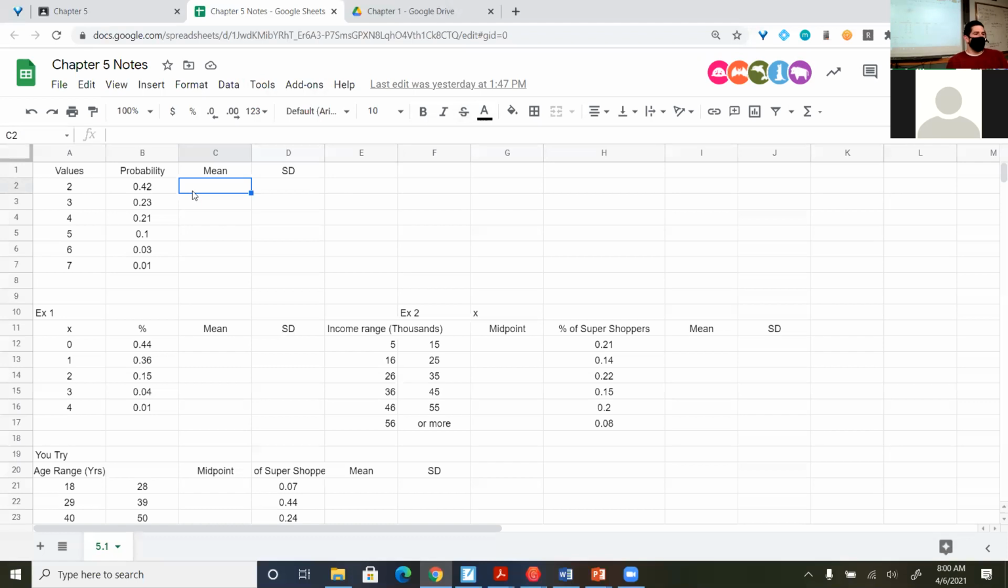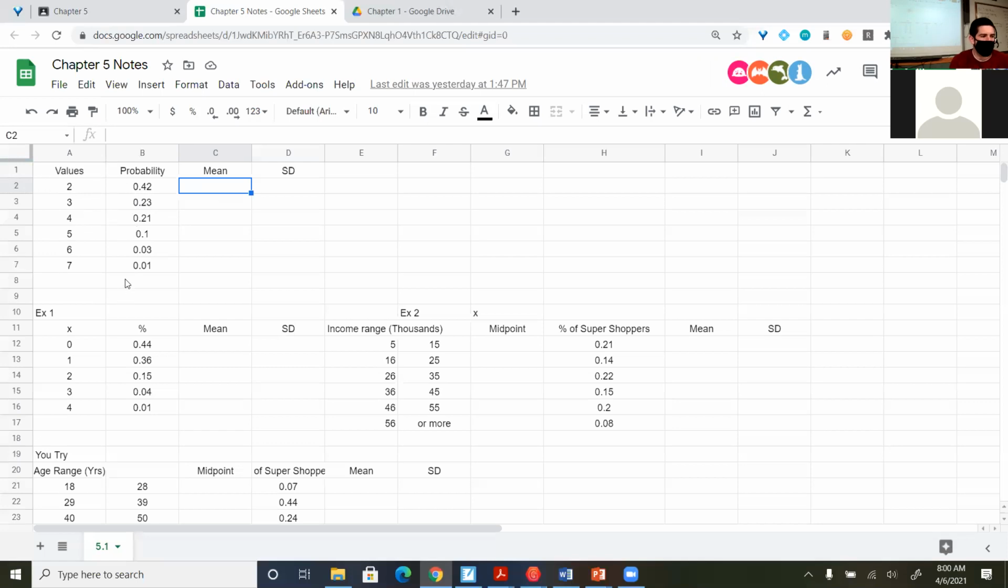All right, so this was just a made up example. The values, which will be my variables, the X values, are 2, 3, 4, 5, 6, and 7. So there's no content behind them. But associated with each of the values is the probability of that variable occurring. So there's a 42% chance that 2 happened, 23% chance that 3 happened, 21% chance that 4 happened, 10% that 5 happened, 3% for 6, 1% for 7.